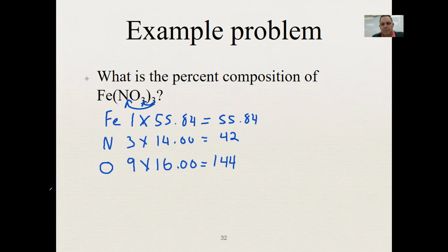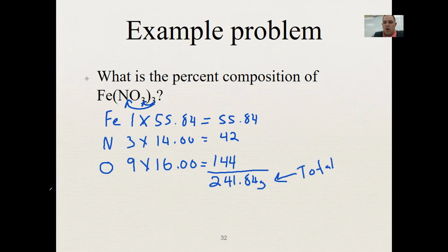Okay, think, what do we need to do next? Yeah, you got it. We've got to add these together. So 144 plus 42 plus 55.84, I get 241.84 grams. Now I'm going to put this right here just to remind us. That's our total.